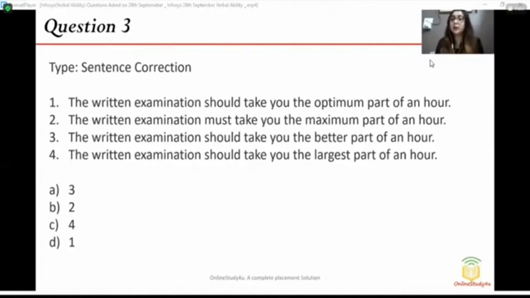The written examination should take you the better part of an hour, and the written examination should take you the largest part of an hour. Now again, largest part of an hour doesn't make sense. So that leaves us with 2 answer options to consider. One is optimum part of an hour and the other is the better part of an hour. Generally, colloquially, we say that they should take you the better half of your time, something like that. So definitely our answer option that we're looking at is 3. Now 3 pertains to A. So our correct answer option is A, that the written examination should take you the better part of an hour, right?